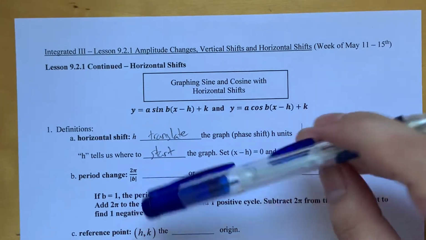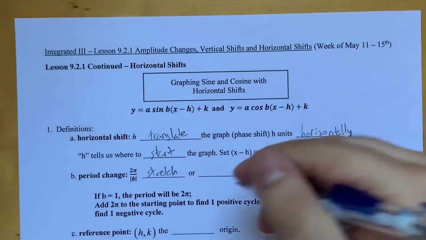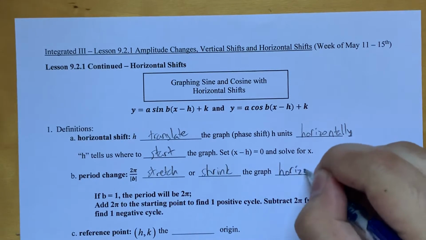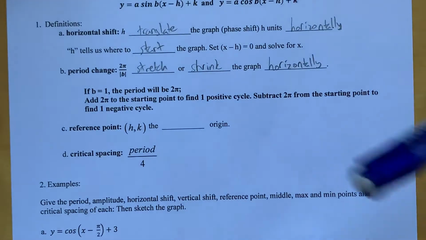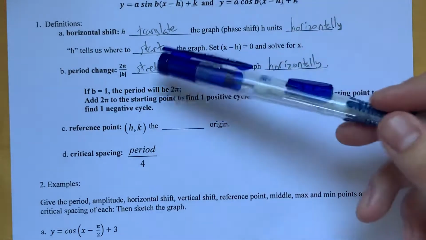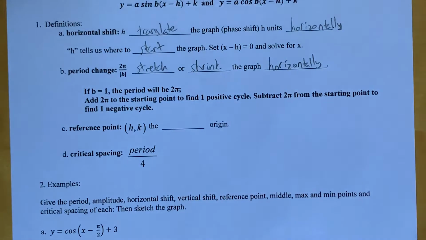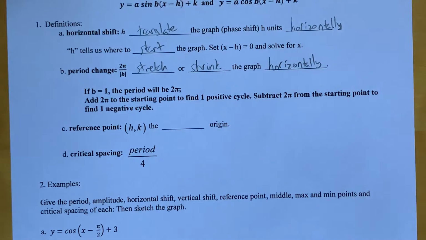Period change, 2 pi over b, is a stretch or shrink of the graph horizontally. So this period change is 2 pi over b. We're going to use that b value to describe that period change. If b equals 1, the period will stay the same. So the period is either going to get bigger or smaller depending on what value of b we have. And that's very important to understand. You don't necessarily have to graph it, but you do have to understand how that works.